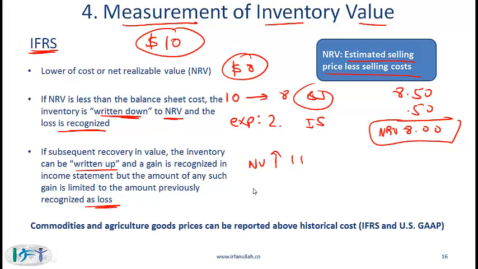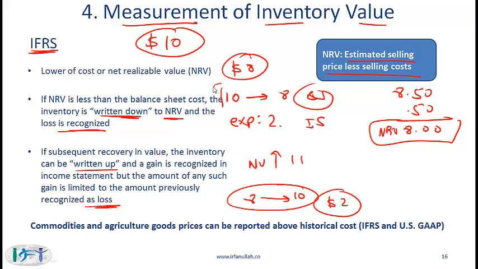What this means is that from 8 we can only come back up to 10. That is the gain that we can show. So on the income statement we show a reversal and recognize 2 as a gain. We cannot do more than that. So the cap essentially is the original amount that we had on the balance sheet.